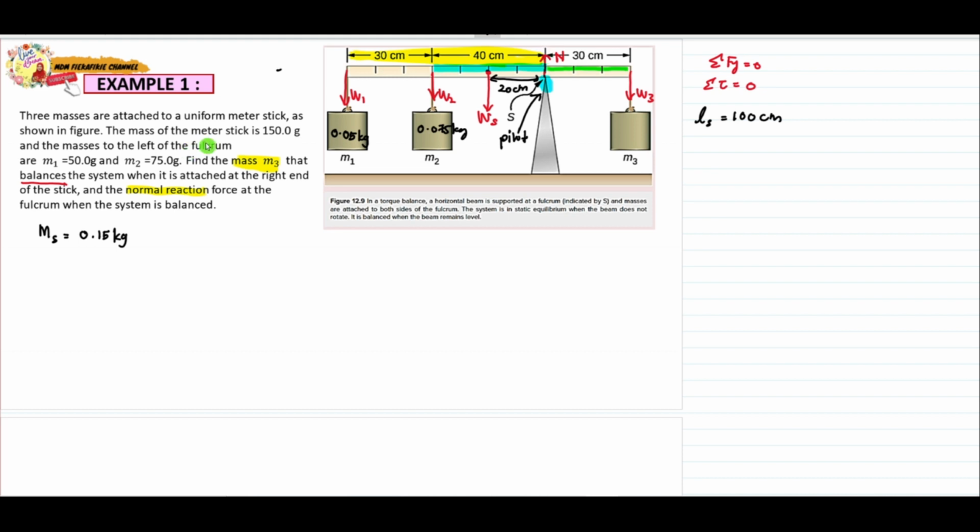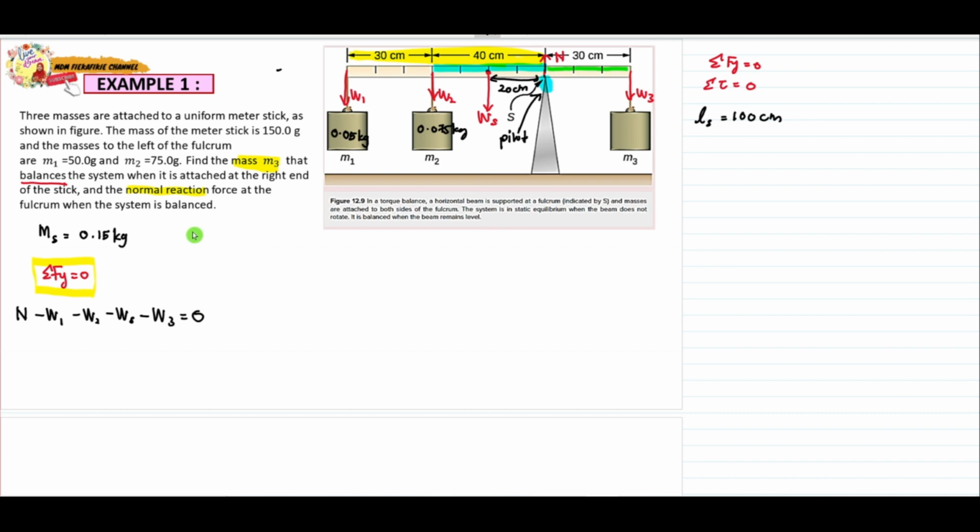Okay. So now let's write total Fy is equal to 0. Since the system is in equilibrium, now let's write the equation. The direction of the normal force is upward, so positive N plus negative W1 plus negative W2, since the direction is downward, plus negative Ws plus negative W3 is equal to 0.